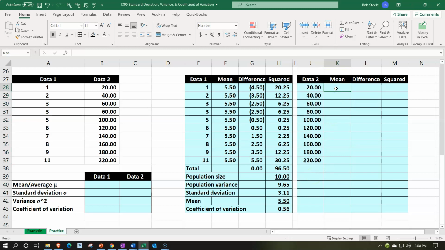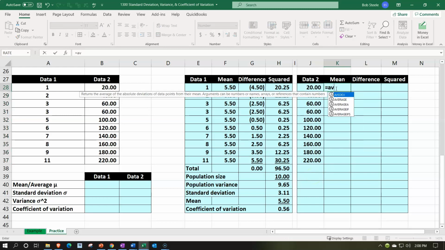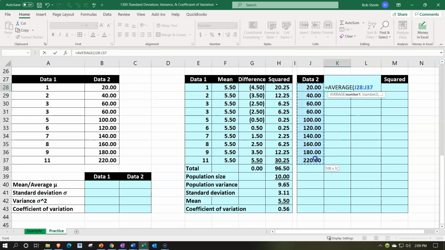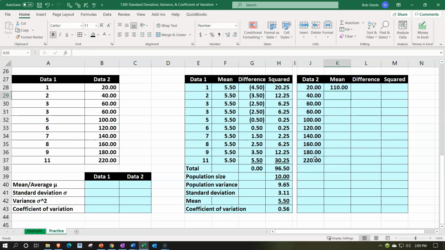Let's calculate the mean, which is going to be the average. Equals the average of this data set, and enter. I'm going to say this equals the one above it, and then copy that down. We'll put our cursor on that fill handle and copy it down. So there's the 110 all the way down.